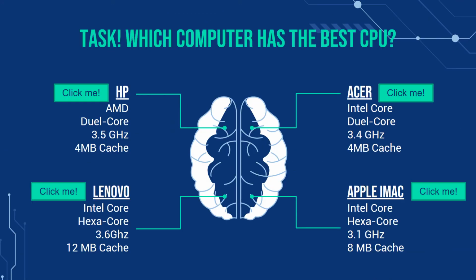So I've found 3 computers here. You can click on each of these links to see them in PC World. Which one do you think is the quickest? Pause the video and see if you can figure that out.